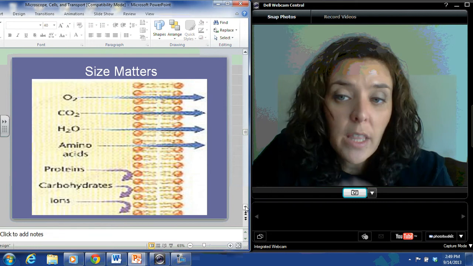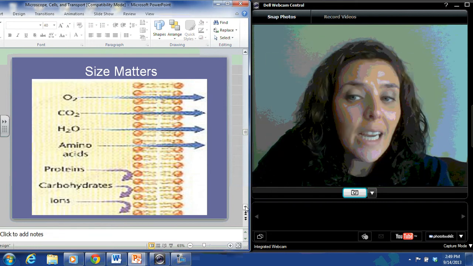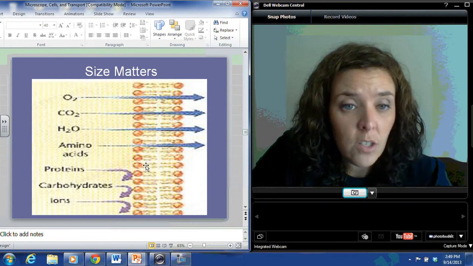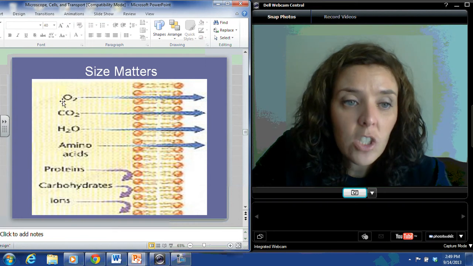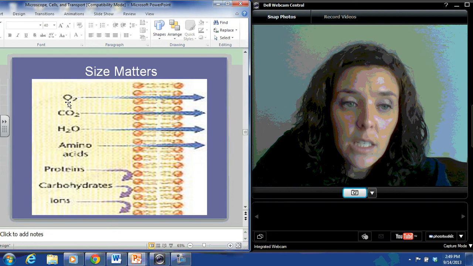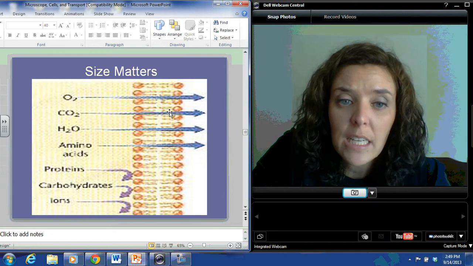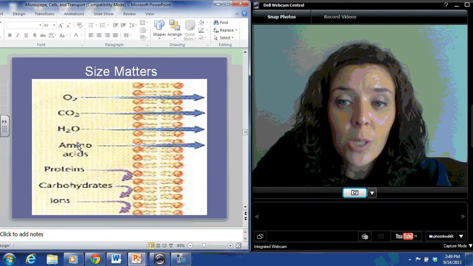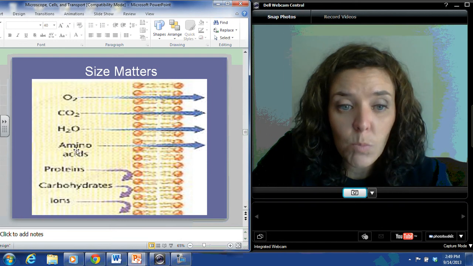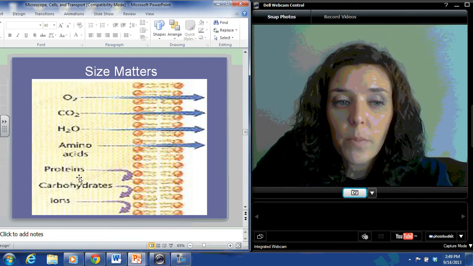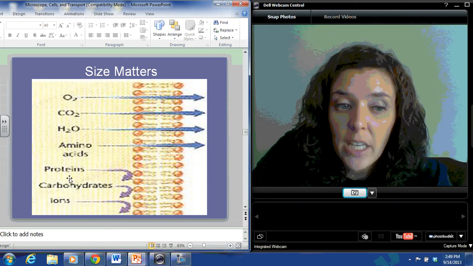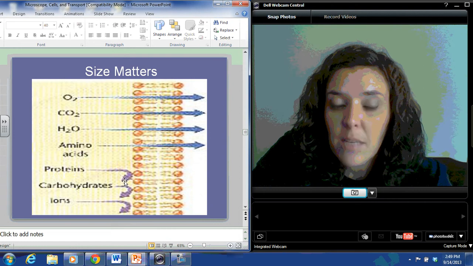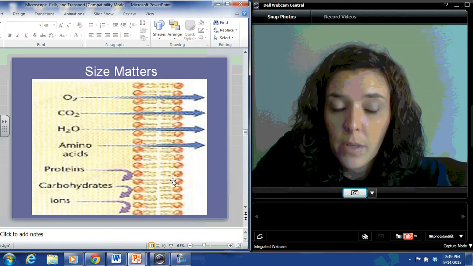Okay, one more thing about the membrane is that the size of the molecule can be part of what determines if it can transfer across. Oxygen and carbon dioxide are pretty small, so they can transfer pretty easily across the membrane. Remember, amino acids are the building blocks for proteins, so they're really small too and can pass right through. But when they become larger, like these polymers, proteins and carbohydrates, the membrane rejects them. They're too big, they cannot go through.